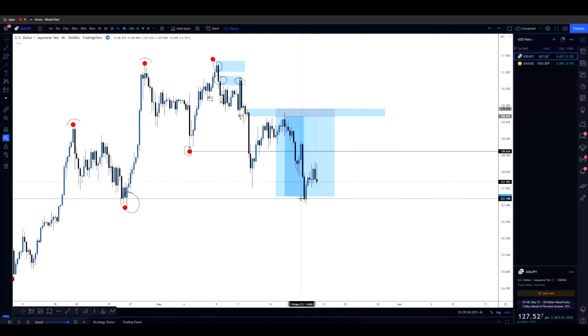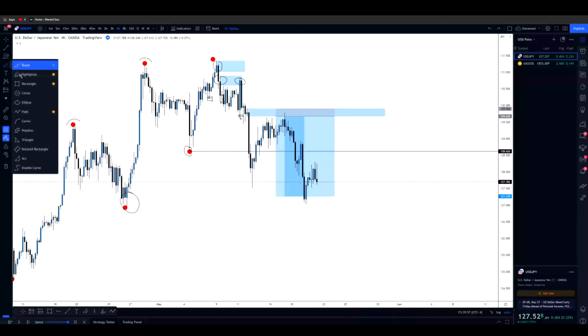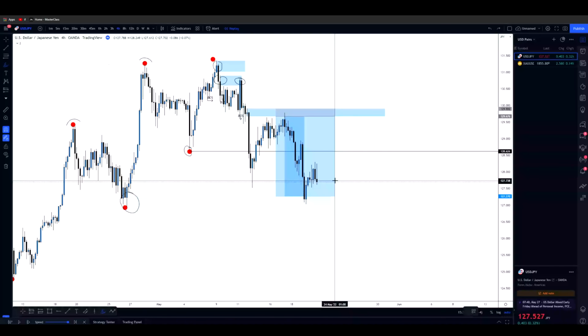What do we do now? Well, just because we entered the demand zone, that doesn't mean structure is going to be bullish all of a sudden. We still have to prioritize the macro structure over the micro. So the macro structure is going to be from this low, where the crash started.